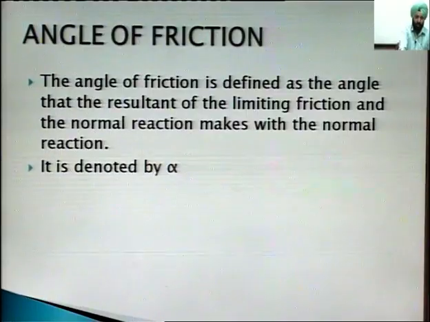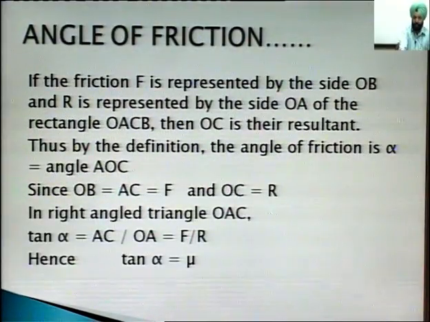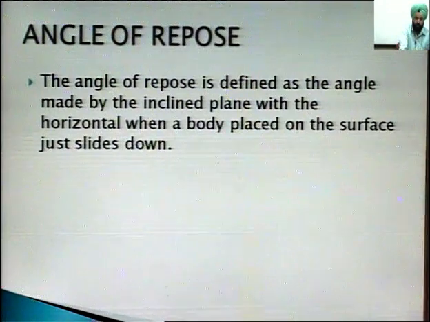Another term was angle of friction. This was the angle made by the resultant of the limiting friction and the normal reaction, which it makes with the normal reaction. Then it was proved that tan alpha is equal to mu, that is, the tangent of the angle of friction is equal to the coefficient of friction.